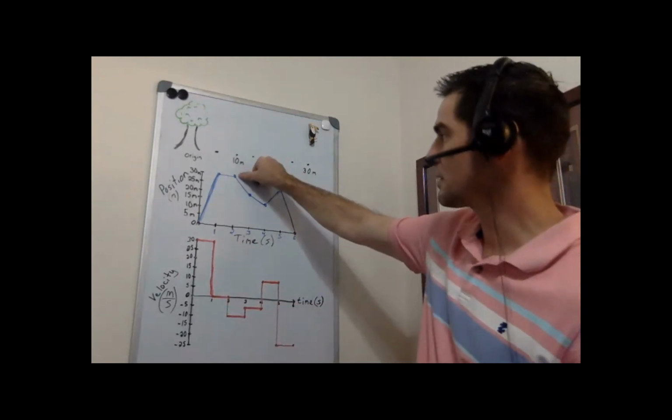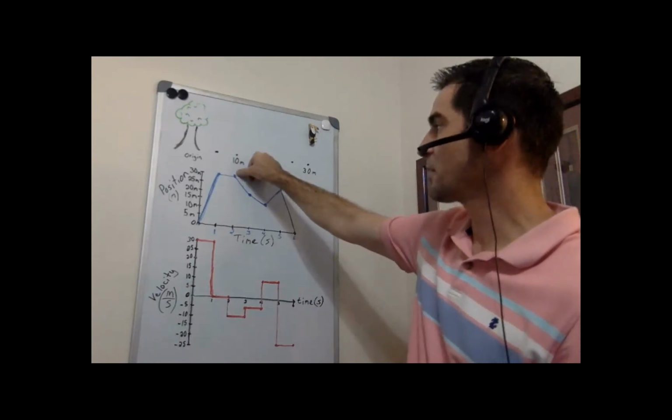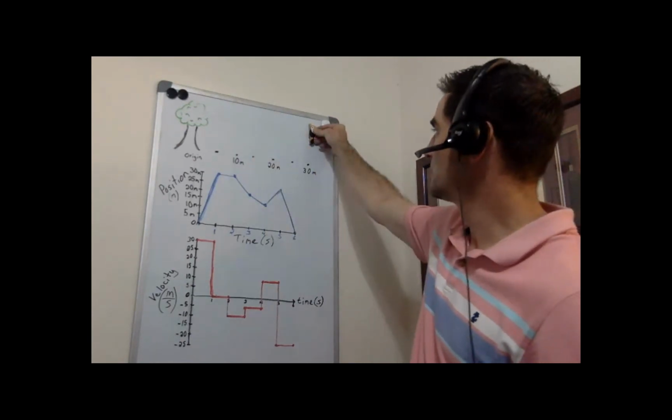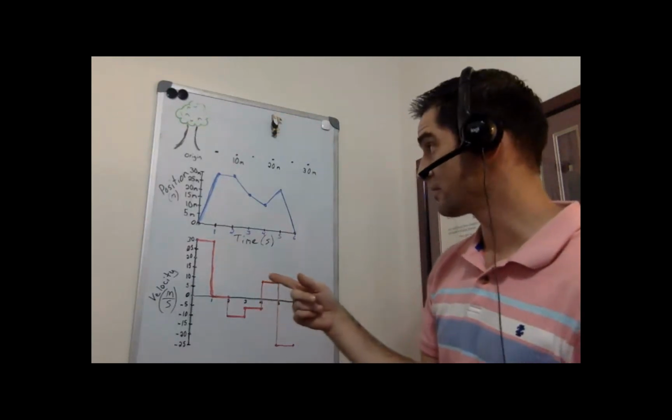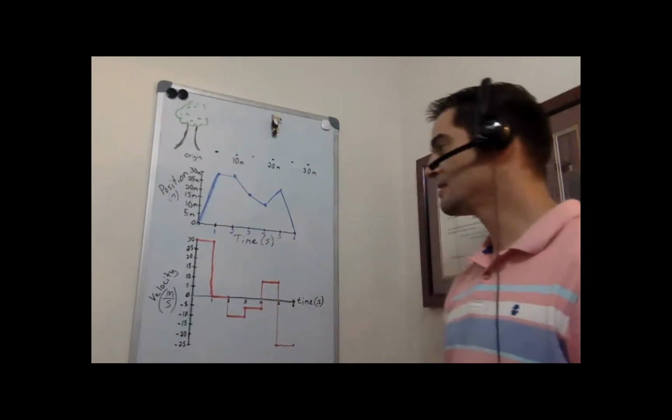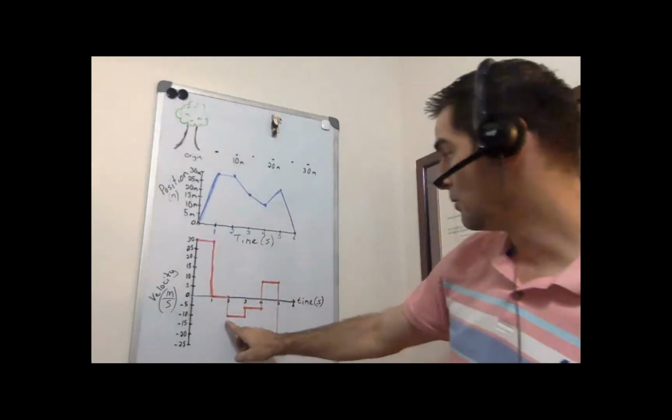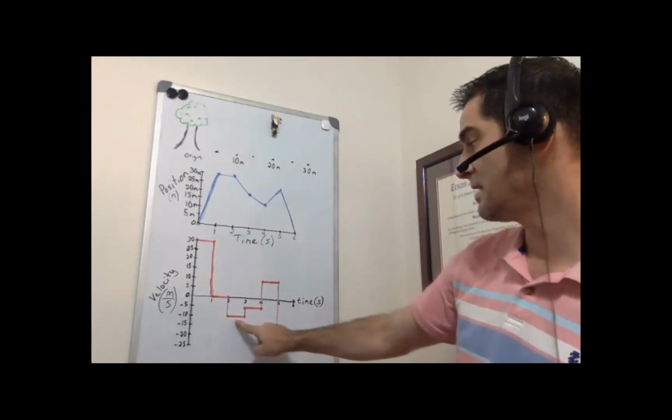Now from 2 to 3, we went from 30 meters to 20 meters. So he flew from here to here. So he went backwards 10 meters in 1 second. So his velocity then was negative 10 meters per second.